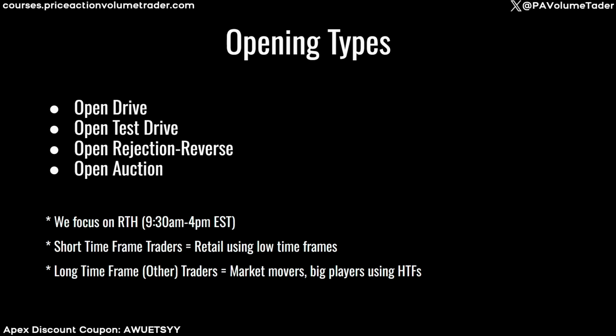So let's first go over the general concepts, and then we're going to go into them one by one. There are four major types of opens like I've talked about before. For this, I'm going to be specifically focusing only on the regular market hours when it comes to trading futures or stocks. This is going to be from 9:30 a.m. to 4:30 p.m. Eastern Standard Time.